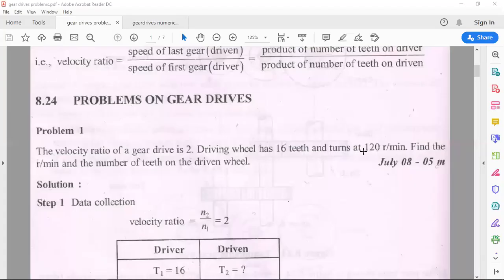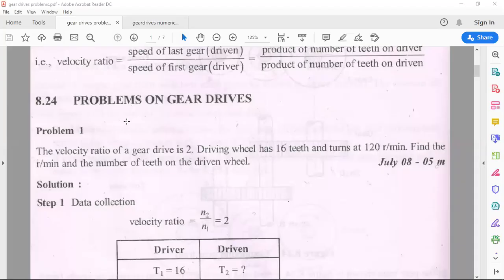Good morning. Today we are going to discuss power transmission drives. Last class we discussed gear drives, and today we are going to discuss problems on the gear drives. In the last class we discussed gear drives, gear trains, simple gear train, compound gear train, and all those. So here only one important formula which you need to remember is velocity ratio.